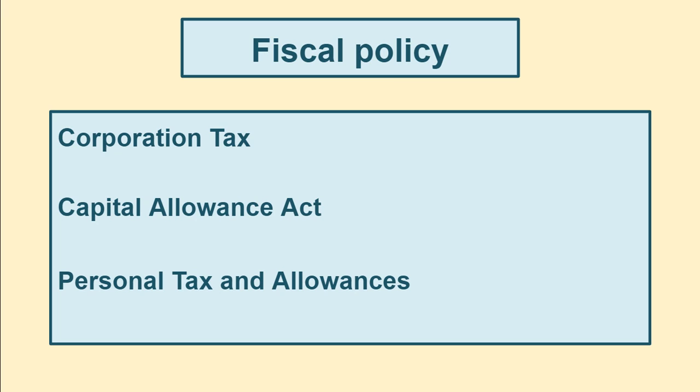Now, Corporation Tax, Capital Allowance Act, and Personal Tax and Allowances are the 3 main concepts you need to know and you have to write about in your P4. Corporation tax, we know what that is. It is basically just a direct tax that is imposed on the profit of a firm by the government. So let's imagine Tesco makes a certain amount of profit, but the government is saying, you're going to have to contribute a little bit to society. So from that profit that Tesco receives, a portion of that goes to the government, and that's the tax.